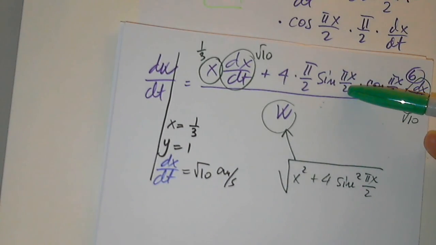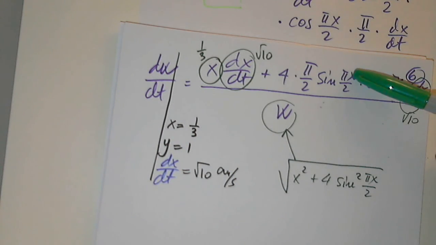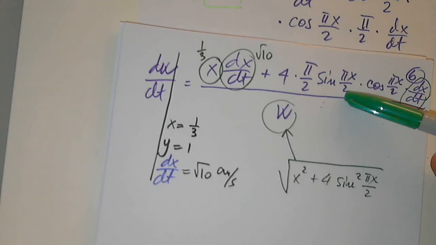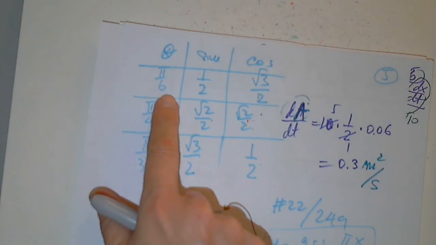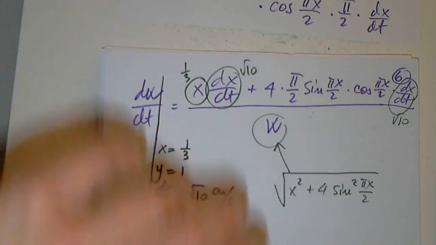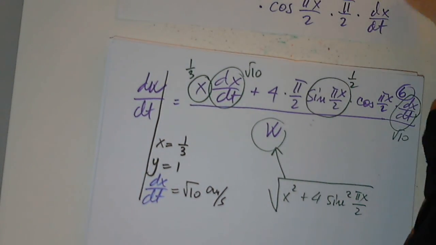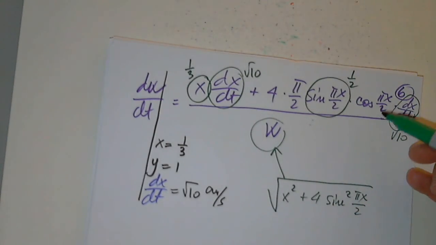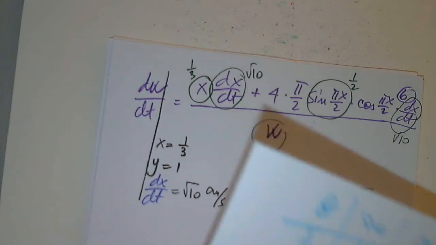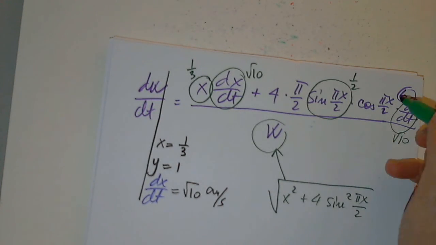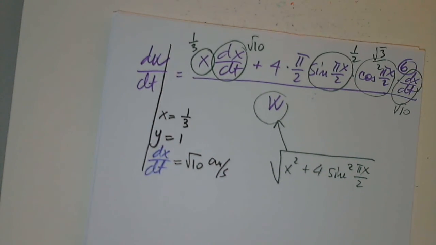How much is pi over 2 times 1 over 3? Pi over 2 times 1 over 3 is pi over 6. Okay, sine pi over 6 is 1/2. So this quantity is 1/2. The same thing with pi over 3. Pi over 2 times 1 over 3 is pi over 6. What is cosine pi over 6? Yeah, the other number. Perfect. So this is the square root of 3 over 2. And now I have what I need here.